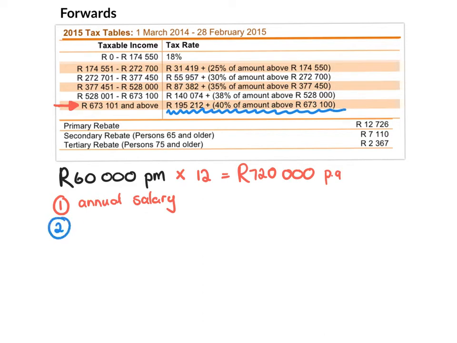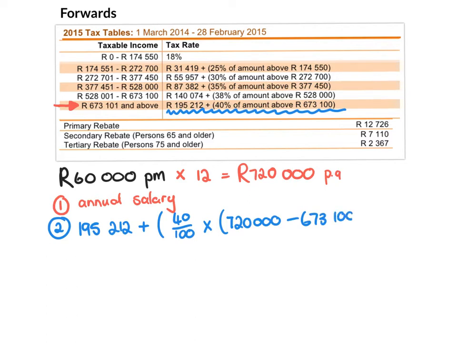So in step 2, we're going to say 195,212 plus 40%, which is 40 over 100, times his salary amount that is more than that. So we can put this in little brackets. 720, his salary, minus 673,100, because we want to see how much more his salary is than the bracket they give us. And once we type this in on our calculator, we get an amount of 213,972. But now at this stage, we are not done.